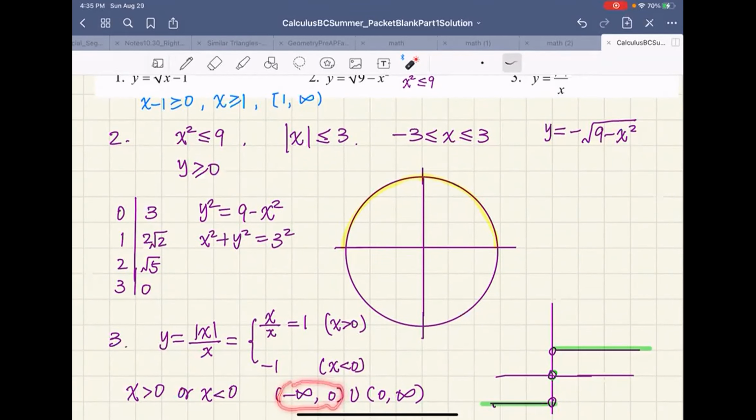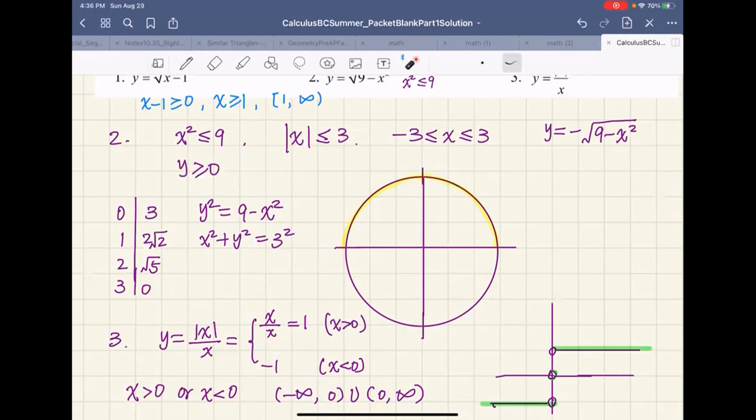So it is negative infinity to 0, union, with 0 to infinity. This is called a union, okay. Or you can say x is bigger than 0 or x is less than 0. The teacher lets us write x is not equal to 0. Yeah, that's also fine. If they ask you to write x not equal to 0, you can also write it that way.